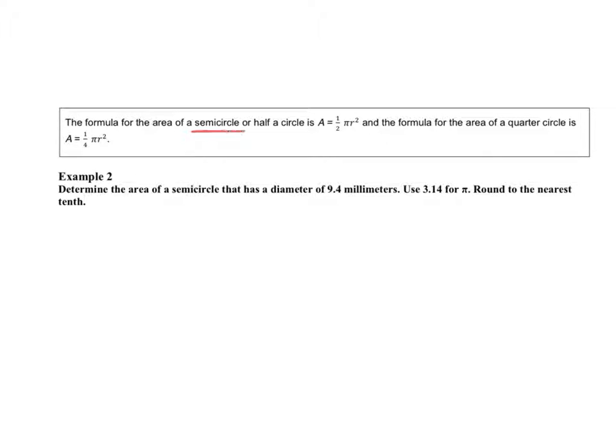Okay, now I'm introducing you to two other things. First, there's a semicircle, or half of a circle, in which we put a half in our formula. Second one is a quarter circle, and remember, a quarter of a basketball game or a football game is 1/4 of the game. So those are two other formulas, so you have to watch and see what they're asking for.